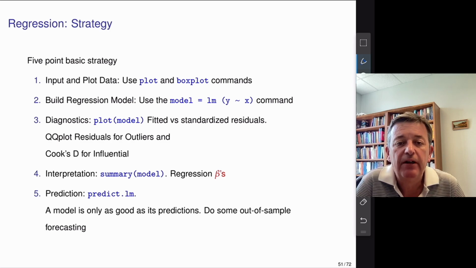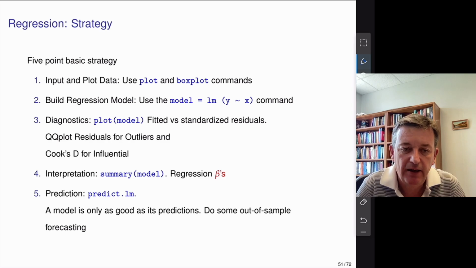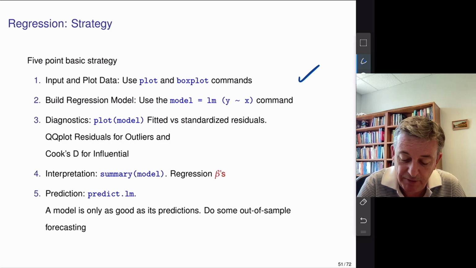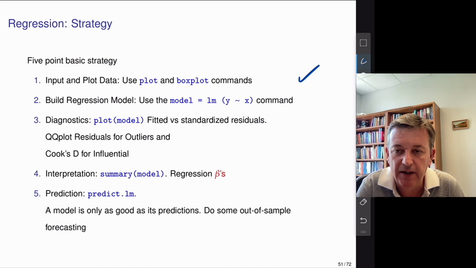Okay, so in summary, I have a 5-point regression strategy. Let's go through it. First of all, input: try and plot the data. But of course, in high dimensions, that's much harder than it looks. You can look at bivariate plots and maybe correlation plots if you want, but typically the high dimensional structure can easily be masked.